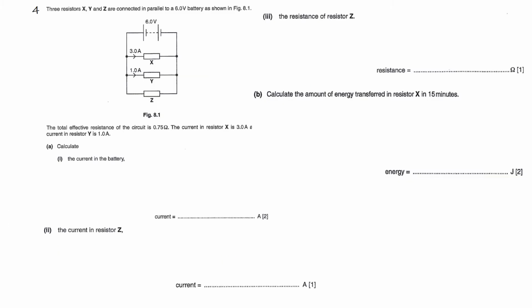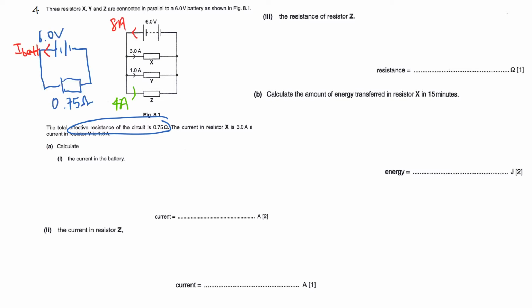Three resistors X, Y, and Z are connected in parallel to a 6-volt battery as shown in the figure. The total effective resistance of the circuit is 0.75 ohms. The current in X is 3 ampere and the current in Y is 1 ampere. With an effective resistance of 0.75 ohms, I can redraw the battery of 6 volt with a single resistor of resistance 0.75 ohms. With this, I can use V = IR to find the current that comes out from the battery, which is 8 ampere.